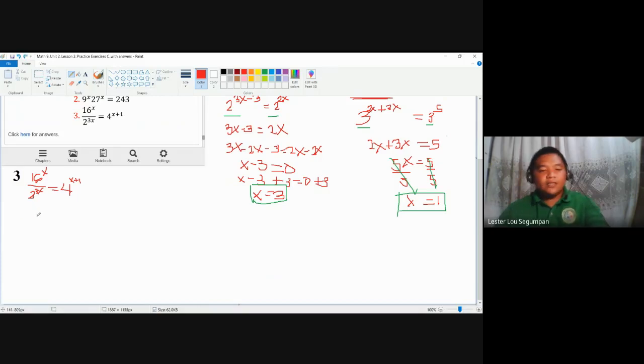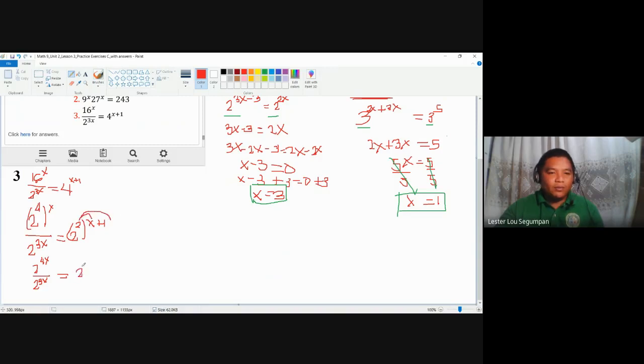16 is 2 times 2, 4 times 2, 8 times 2, 16. So 16 can be written as 2 to the power of 4, still raised to the power of x. The denominator is already in base 2, so no need. The right hand side is 2 squared, that's 4, raised to the power of x plus 1. Okay, so here, let's exhaust all laws of exponents first. So that's 2 to the power of 4x over 2 to the power of 3x. Here on the other side, again, don't forget to multiply to all. So you have 2 to the power of 2x plus 2.